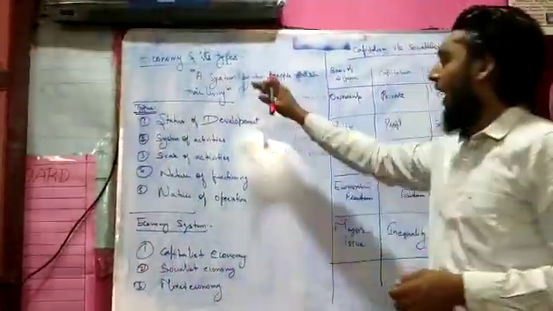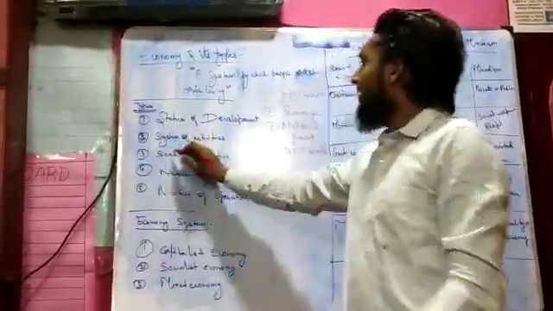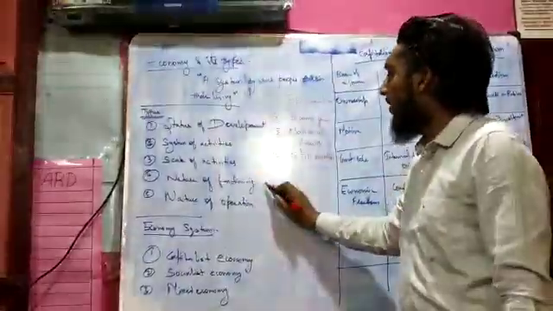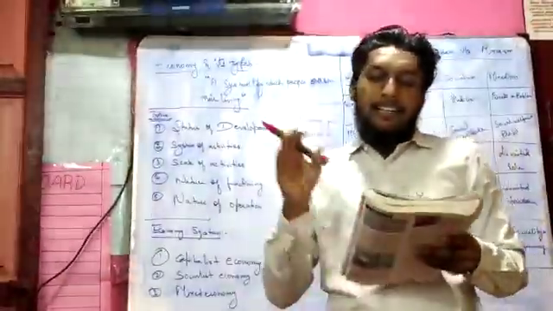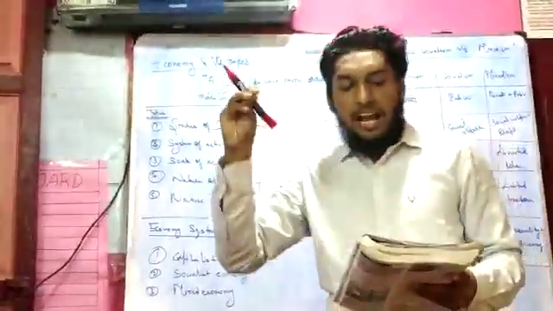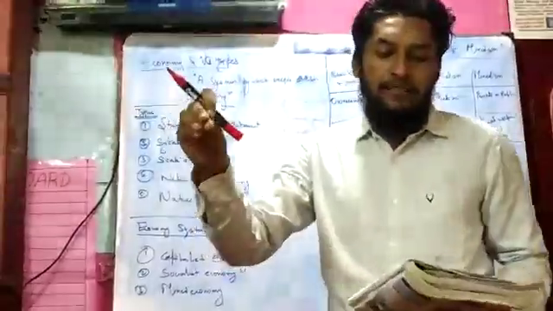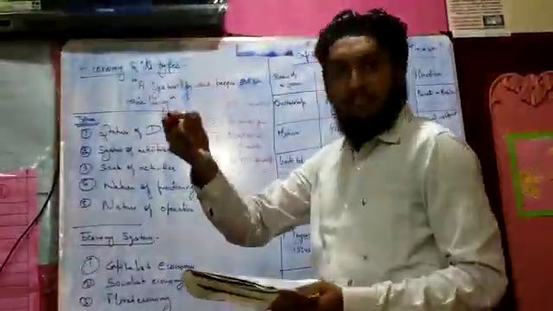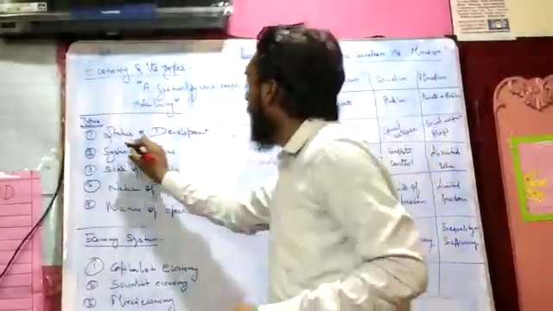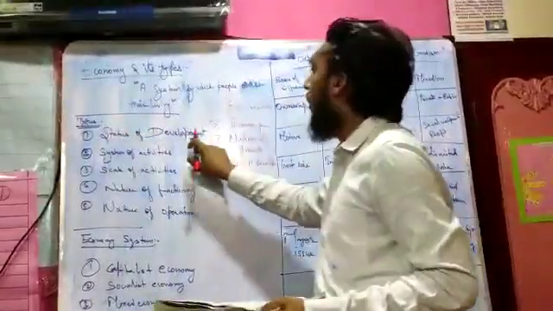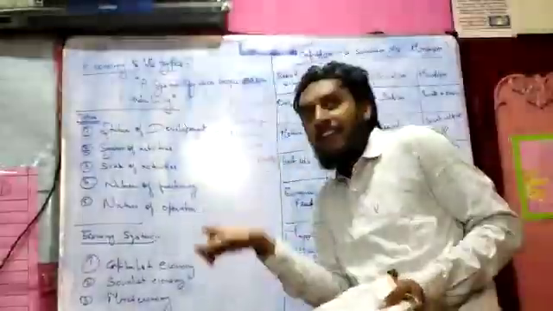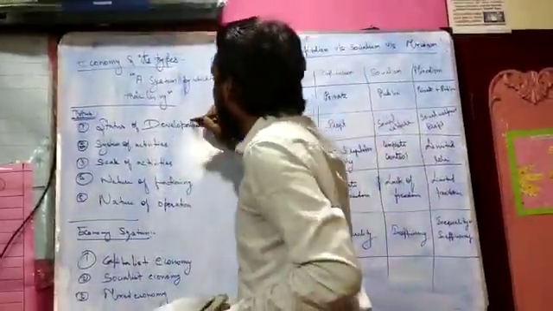We have five types: status of development, system of activities, scale of activities, nature of functions, nature of operation. One by one, let's understand these. In the status of development, we have developed, underdeveloped, undeveloped, and developing economies. So whether they are developing, developed, or underdeveloped, all these economies fall under this.